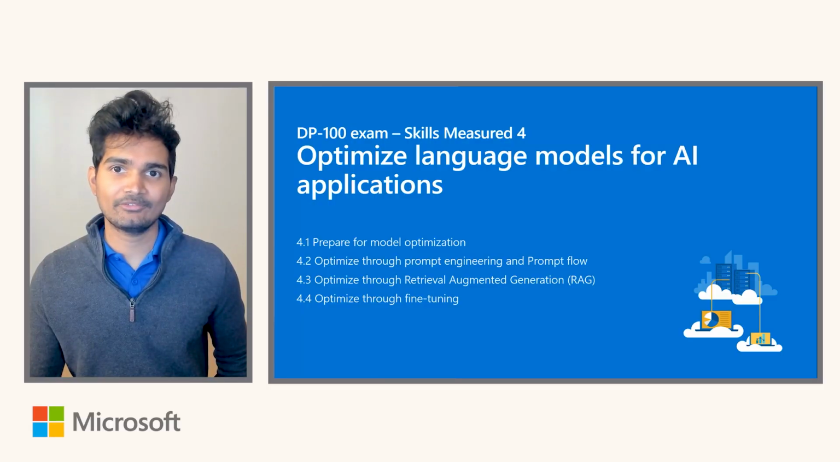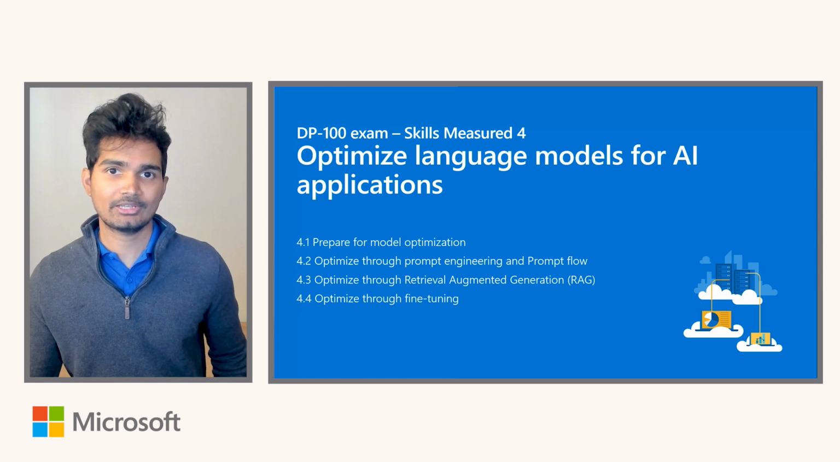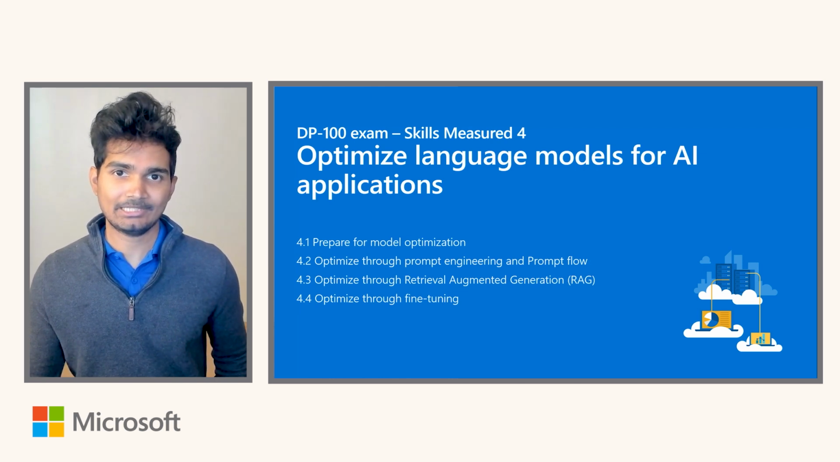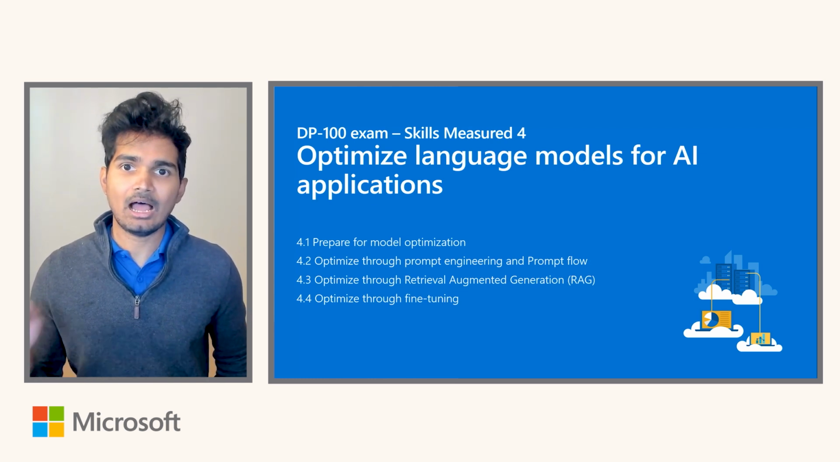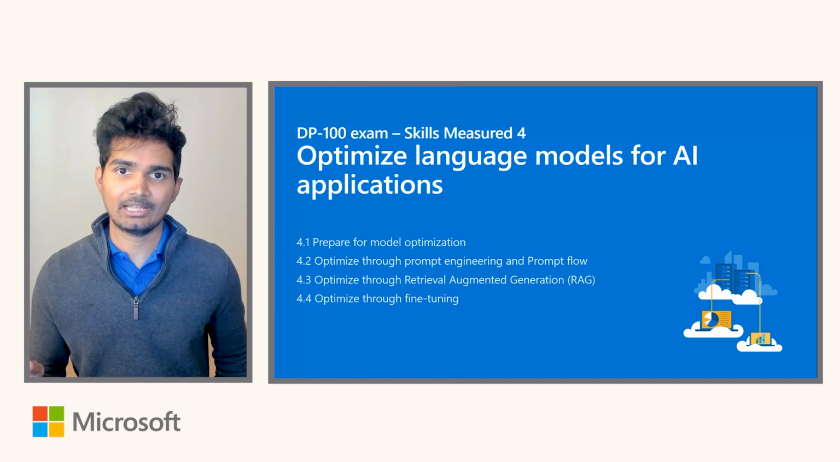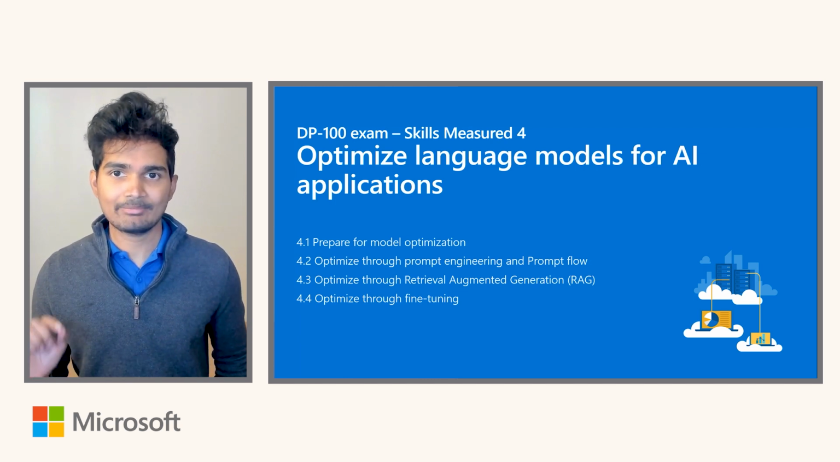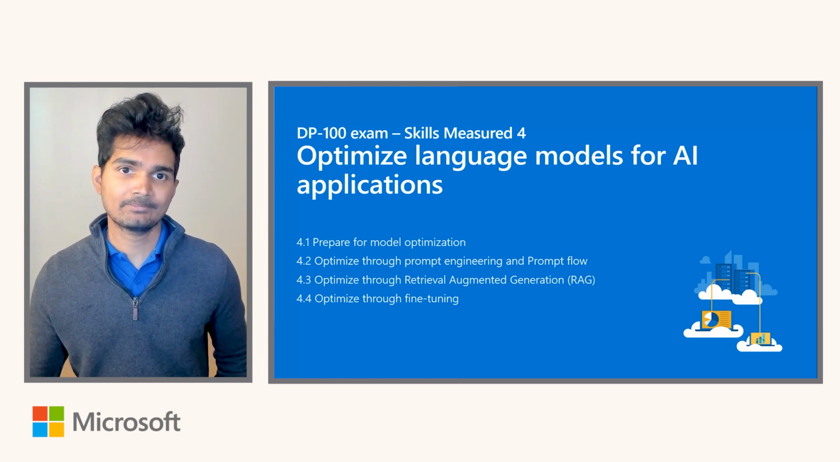In this episode, we'll focus on optimizing large language models for AI applications. We'll cover how to prepare for model optimization, optimize for prompt engineering and prompt flow, and optimize through retrieval augmented generation, RAG for short.